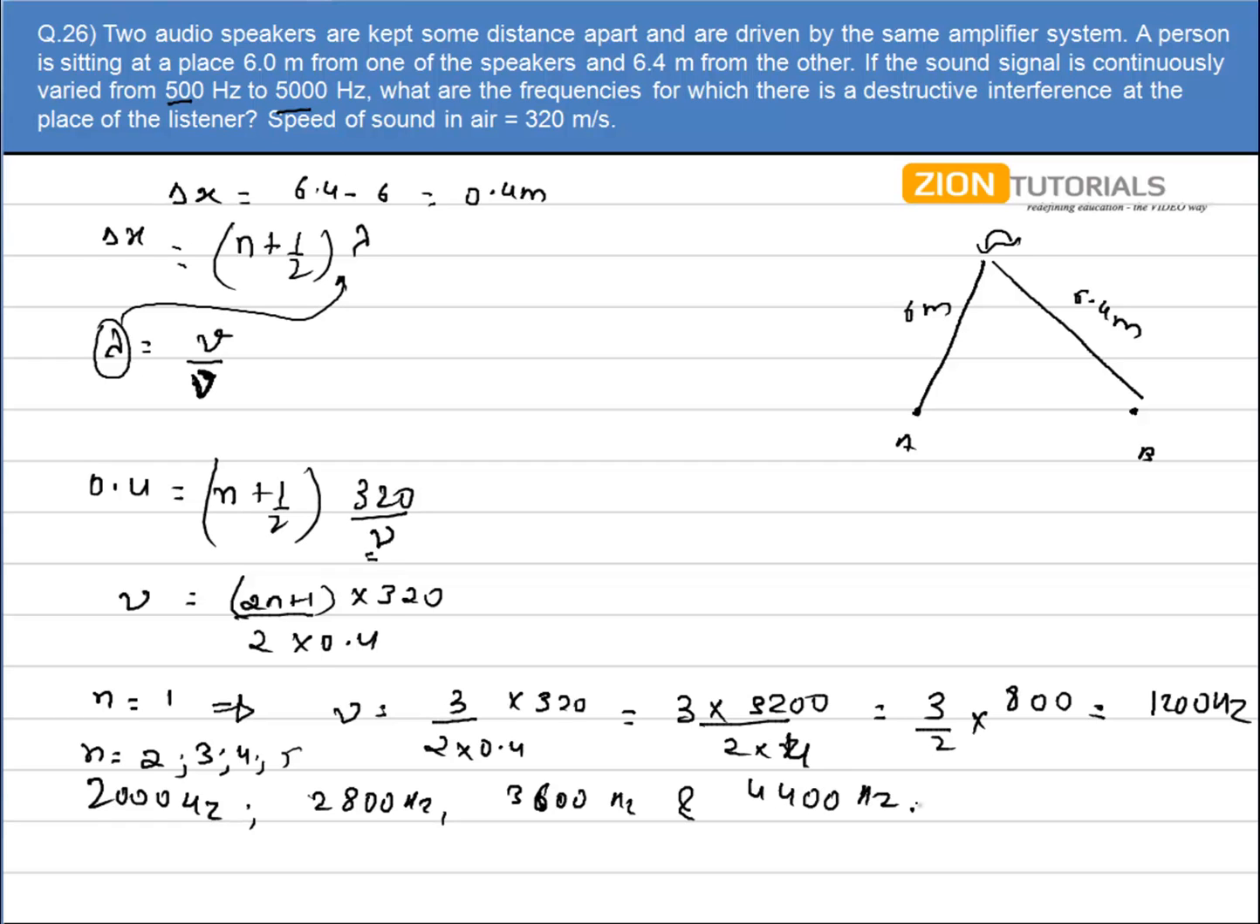Right, you get the destructive interference for the frequencies that are above 4400 also, but the point is that the signal is continuously varied from 500 to 5000, so you have to restrict the frequencies between these two frequencies only, right? So this is your answer.